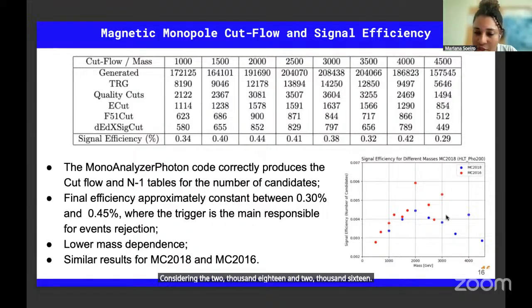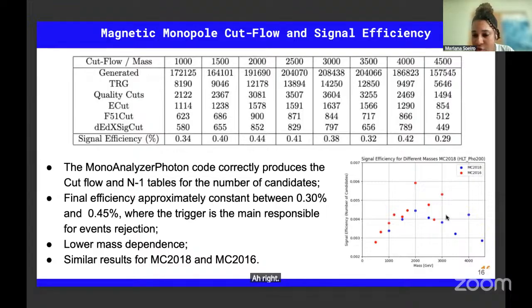Considering 2018 and 2016 in this plot in the bottom right, there is not much difference at the beginning of the distribution, but in the end we just work with the 2018 events. We have this kind of difference between the ranges, but the strategy is similar, and we have similarities with the trigger application following the cut flow part.